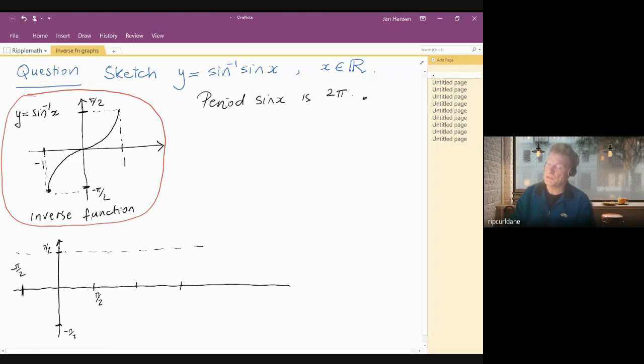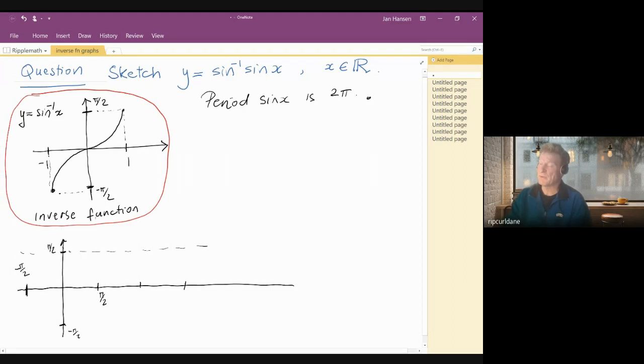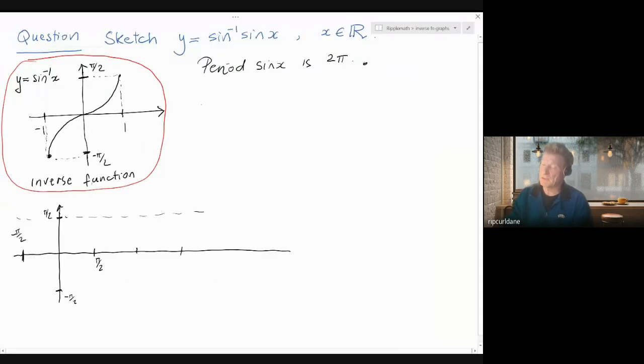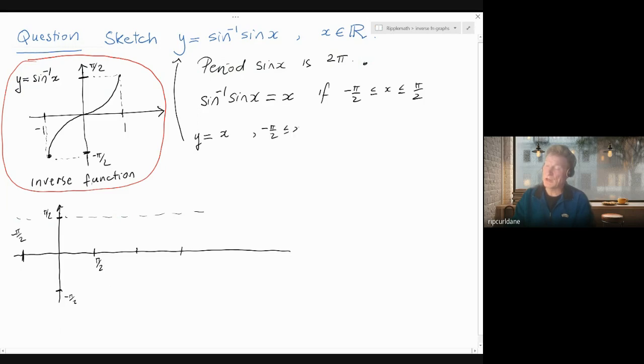The next thing to notice is that because it's an inverse function, they cancel each other out, right? Sine and sine inverse will cancel each other out as long as you're on the correct domain. So, for example, sine inverse of sine of x will equal x, provided x is between minus pi on 2 and pi on 2. Yes? So that means that this function here, we already know what that looks like. That's equal to x, for x between minus pi on 2 and pi on 2.